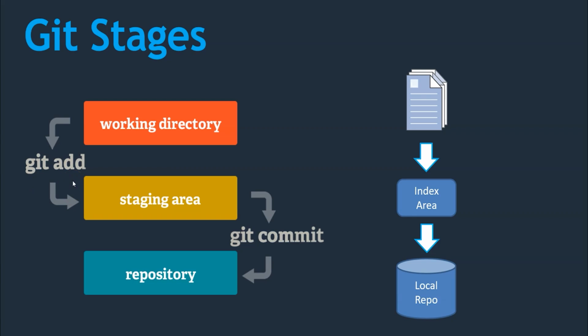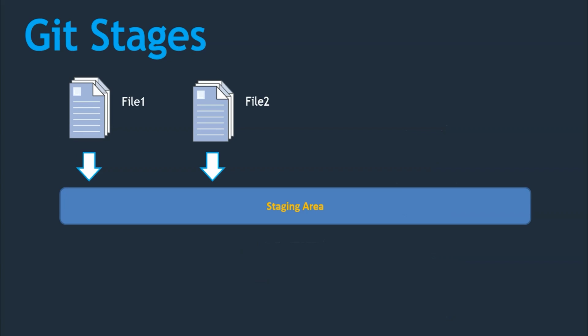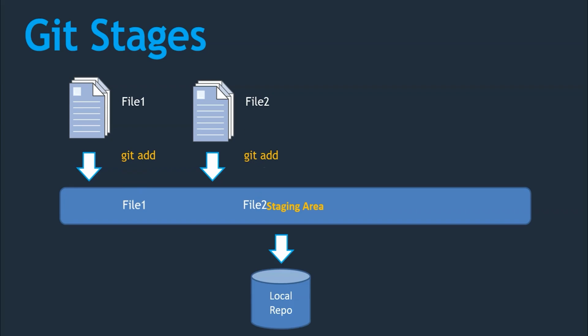In this lecture we are going to dig a little bit more inside Git stages. For that we are going to use this demonstration. So far we have created two files and both the files are added to the staging area by using the git add command. Then we have pushed those changes to our local repository. So now file 1 and file 2 are already in our local repository.